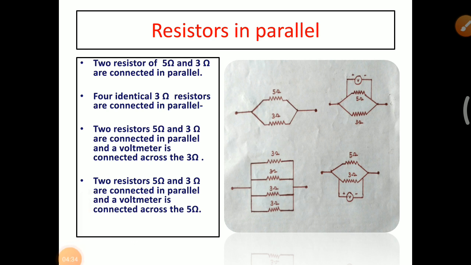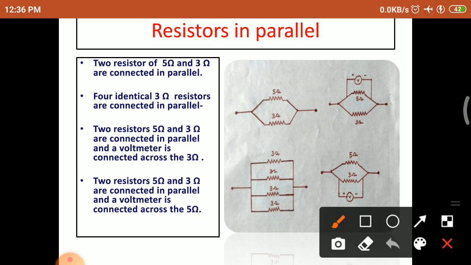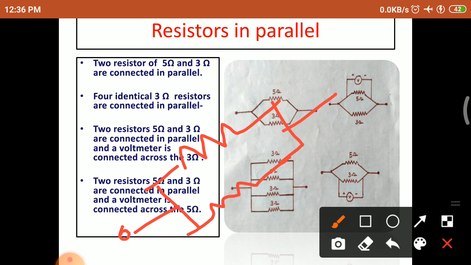The next one, resistors in parallel. What is meant by parallel? When the resistors are connected between 2 points, then the connection is said to be parallel. You take two resistors. These two resistors are connected to point A and point B. See here, this resistor is connected to point A and the second resistor is also connected to point A. So when the resistors are connected between point A and B, then these connections are said to be parallel.